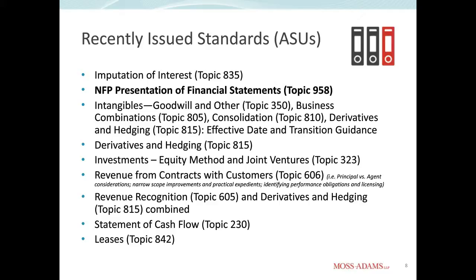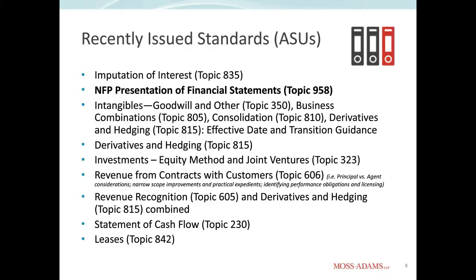This is effective for fiscal years beginning after December 15, 2015. So in other words, it will be effective for December 31st, 2016 year ends or June 30th, 2017 year ends. You can early adopt this. This is more of a classification of those debt issuance costs within the statements. The not-for-profit presentation of financial statements, again, that is what we are going to spend the majority of this morning talking about, so that will be coming up here.